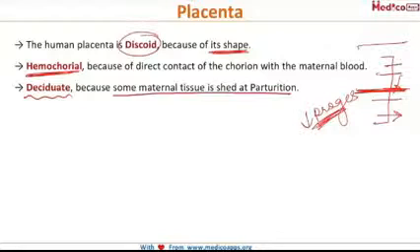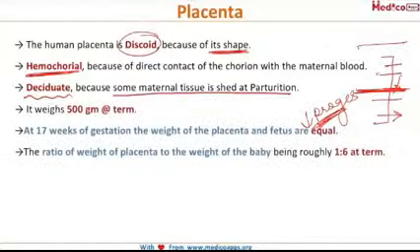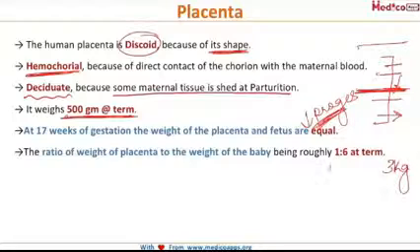Now a few words about its weight. It weighs 500 grams at term. And what is the ratio of the weight of placenta to that of the fetus at term? At term we take the weight of the fetus to be 3 kgs and the weight of placenta is 500 grams. So the ratio is 1:6 at term.